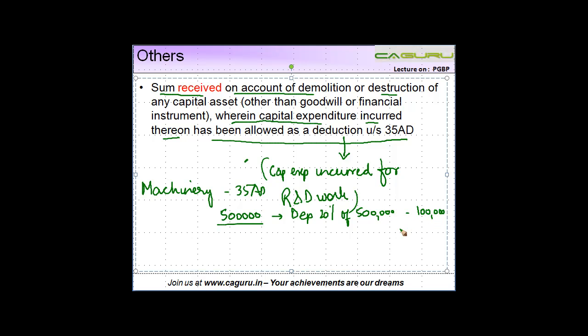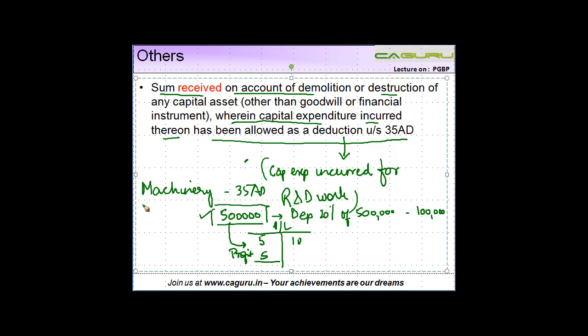But in order to promote R&D work, what the government says is that where you are using this plant and machinery for research and development purposes, we will give you a deduction for this entire amount in computing your income of the first year. So you will prepare your profit and loss account, you will book your income, let's say 10 lakh, and you'll book 5 as the entire expenditure. So this entire capital expenditure is allowed as a deduction and only the balance is taxed. This is for tax purposes.